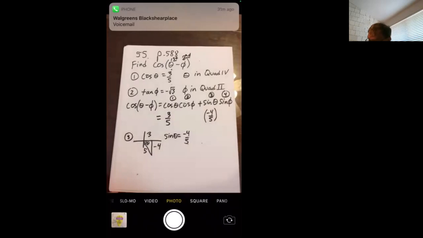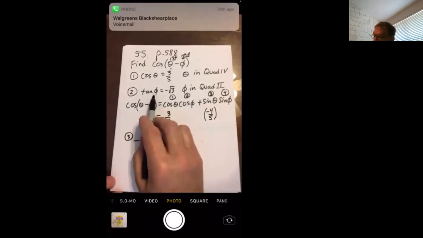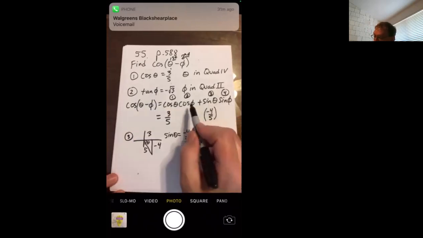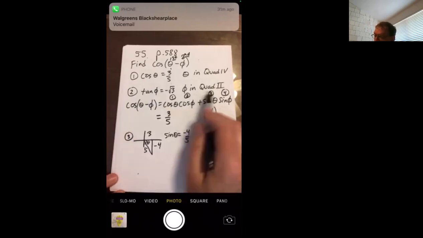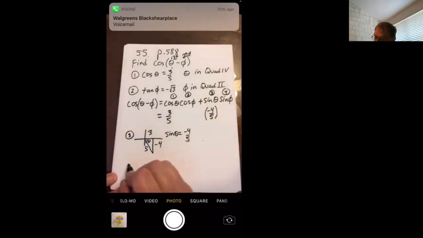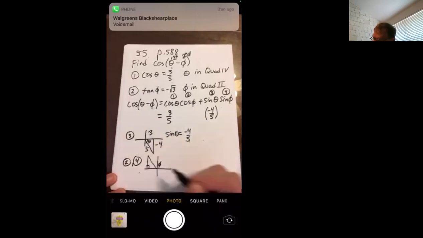Okay. Now we got to go to this phi triangle, and we can do piece 2 and piece 4 right off of it. Piece 2 and 4. Phi's in quadrant 2. Tangent phi.